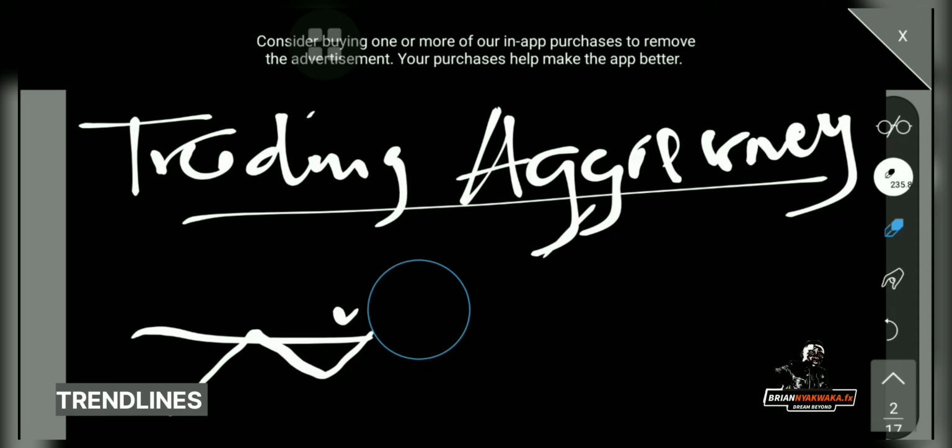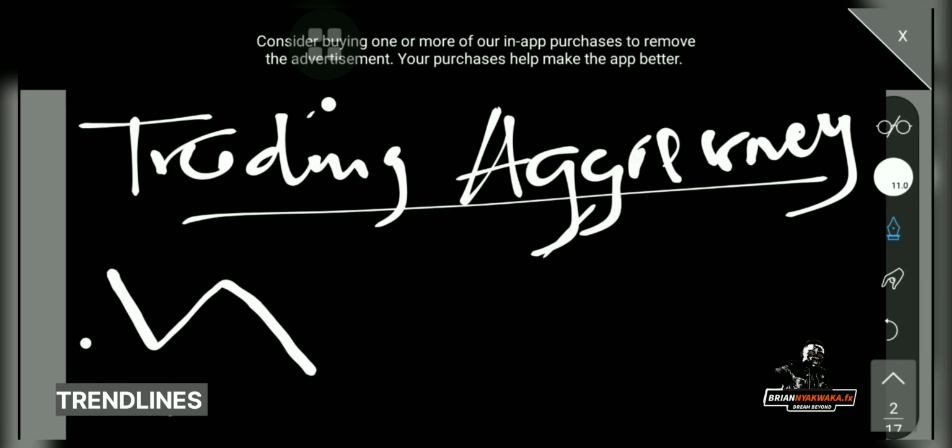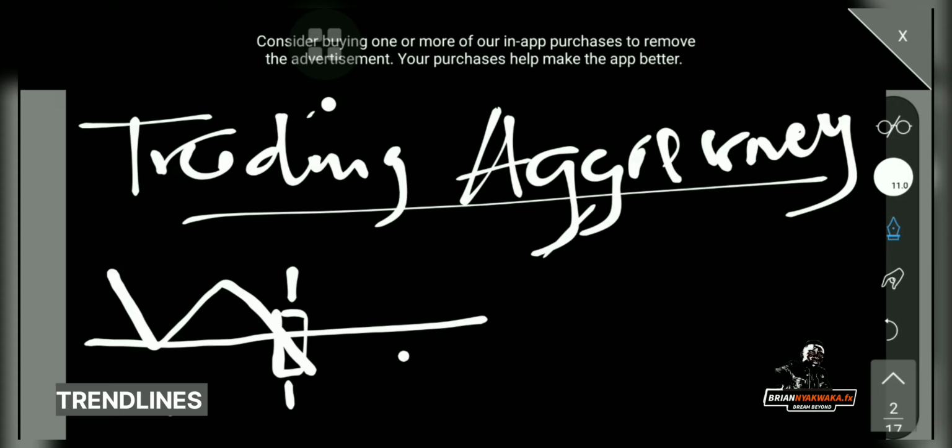The same happens to a downtrend. When the price is making lower lows and lower highs, you can see here the price has broken below our previous support zone. So the moment the candlestick closes below the previous support zone, you immediately enter a sell order.